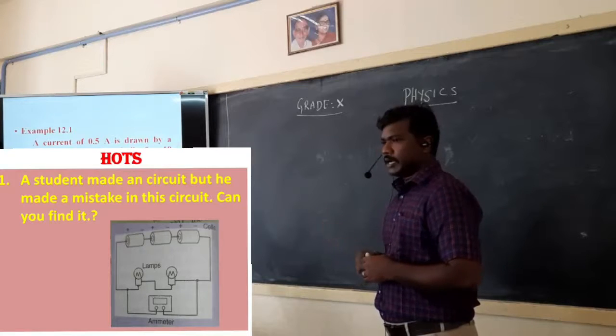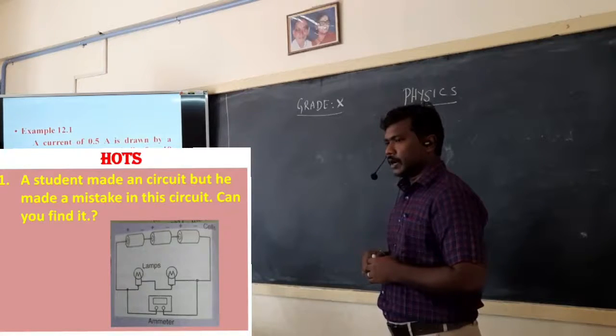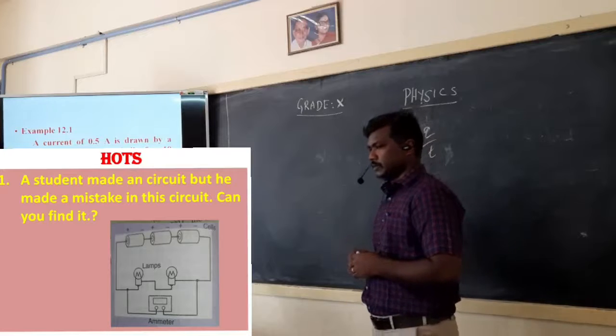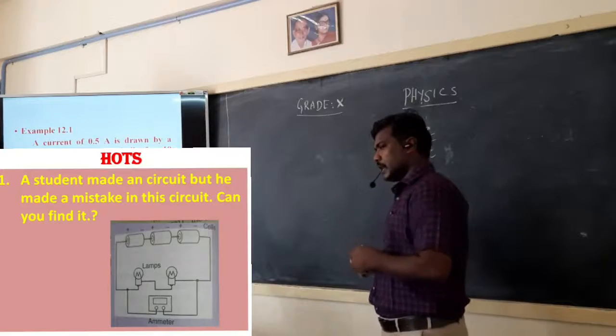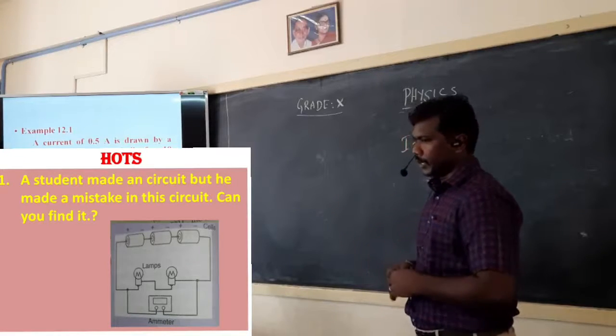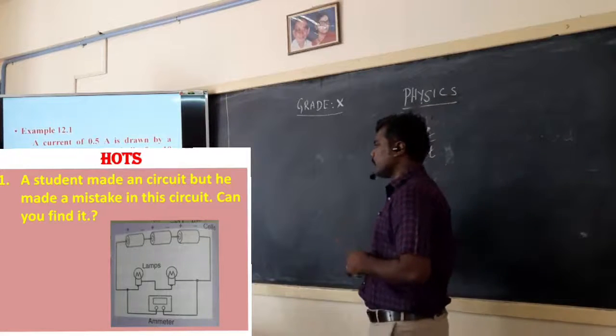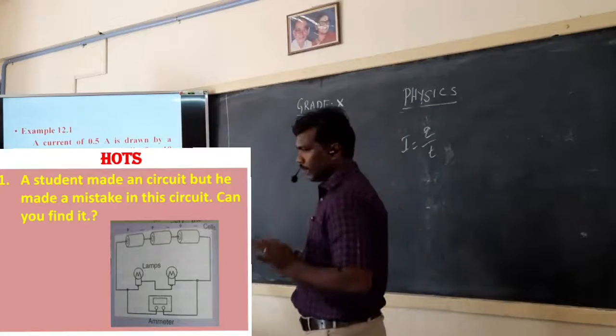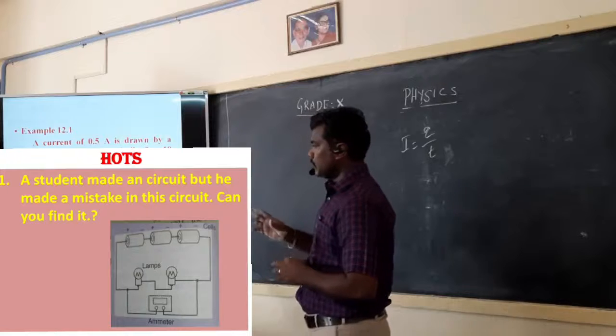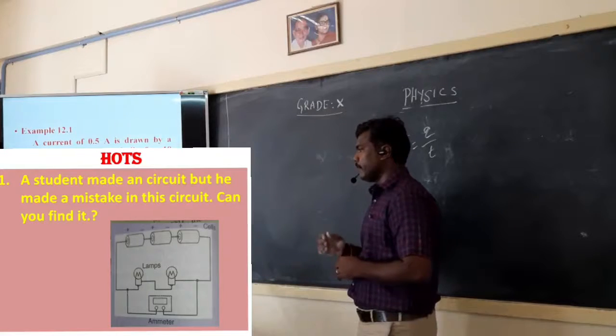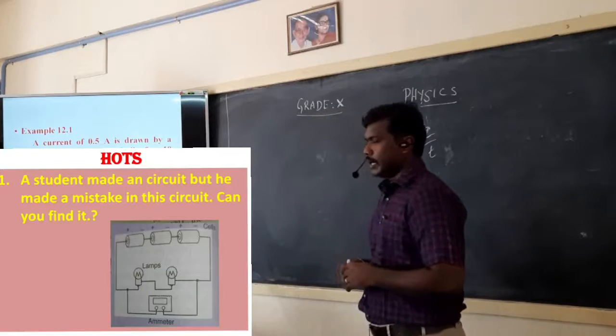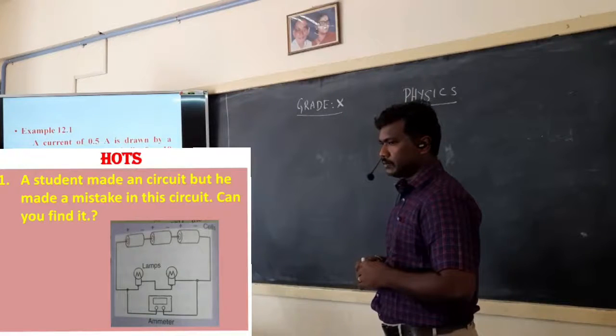He connected 3 batteries and 2 lamps, and he connected one ammeter. Already at the beginning I told you the usage of the ammeter. An ammeter can be used to measure the electric current. So in your circuit we have 3 devices: a battery, a bulb, and an ammeter.